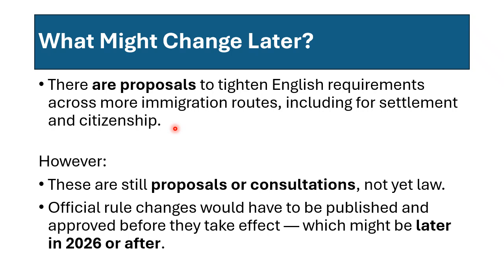However, there are proposals or consultations, but they're not the law yet. Official rule changes happen when the Parliament approves them and they are published, before they take effect. There is speculation that they might change later in 2026 or after that, which means somewhere in summer, May, June, July, but not now. So at the moment, once again, you will need B1 for indefinite leave to remain and British passport. This is the concern of most people.